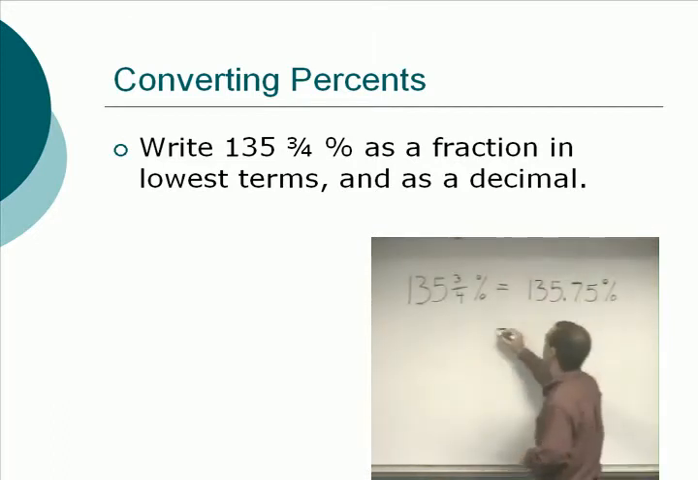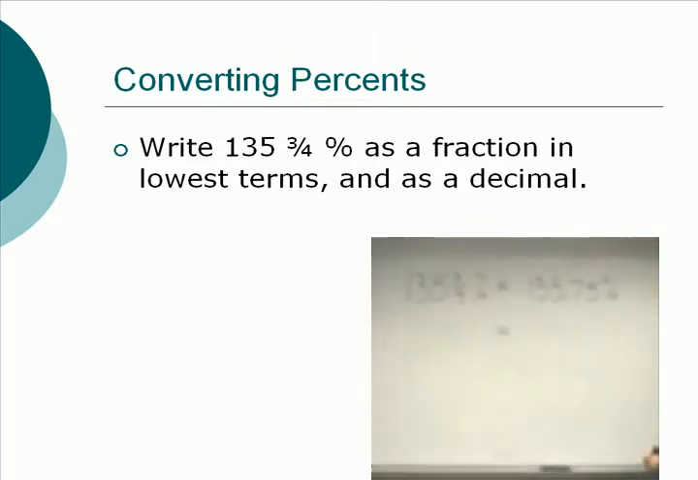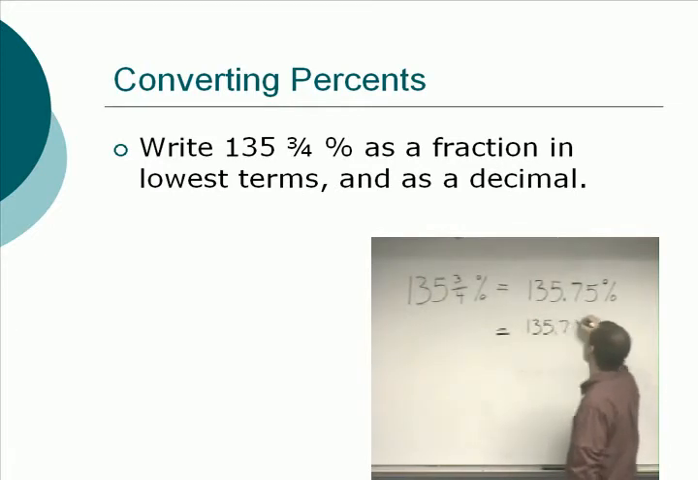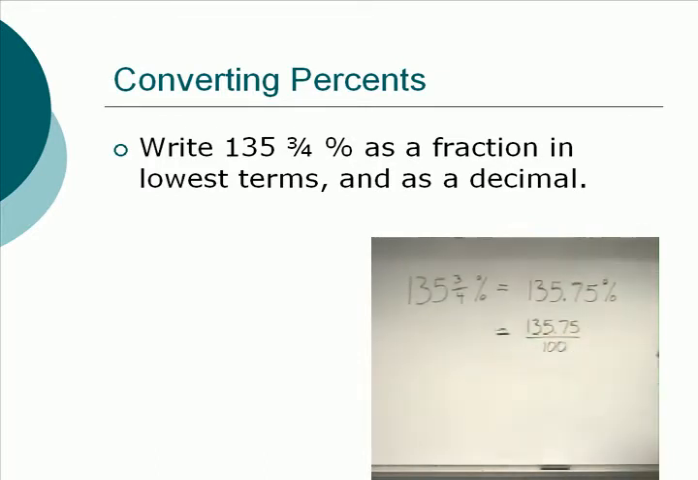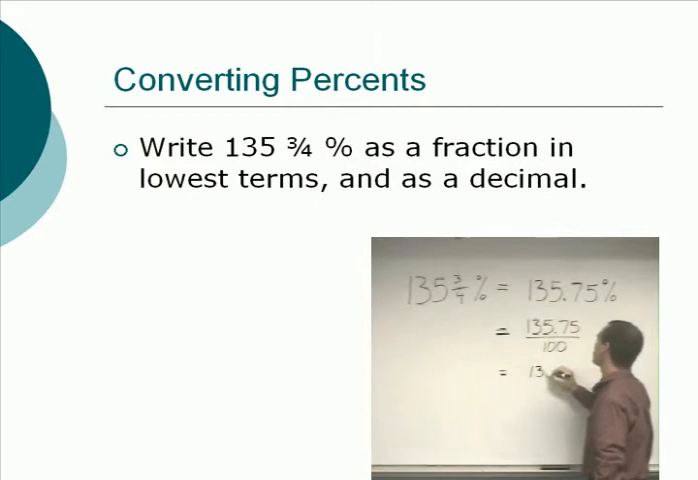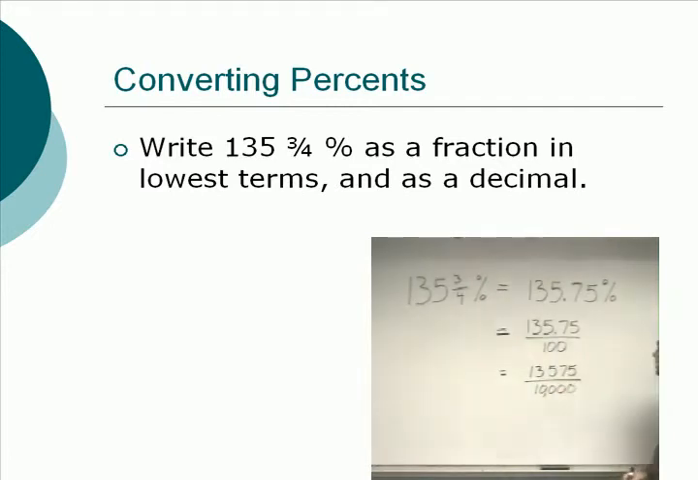Now, we're going to take that. We can write that as a fraction by saying that this is equivalent to 135.75 over 100. We're going to move that 2 spots to the right, and what this becomes is 13,575 over 10,000. And now we're just going to reduce that down.